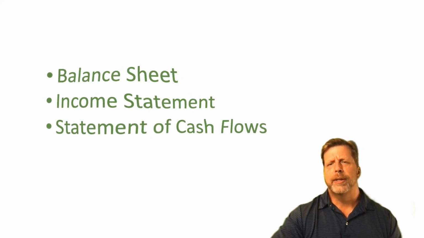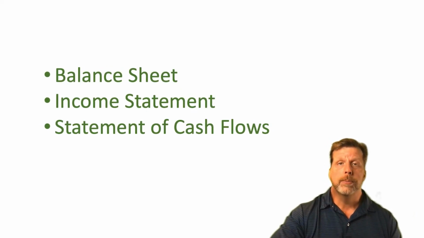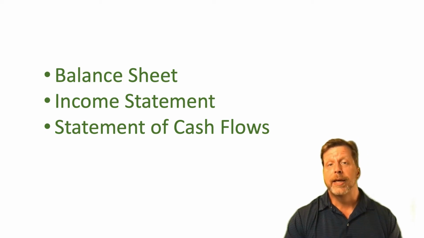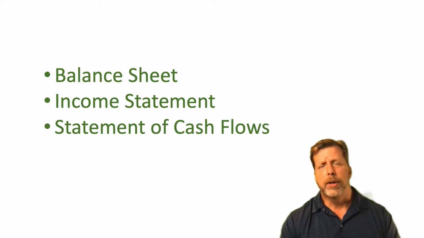There are several reports that come out of the accounting system, but the three we'll cover today are the main ones, the big three. They are the balance sheet, the income statement, and the statement of cash flows. As transactions are posted in the accounting software, they are posted to general ledger accounts, or GL accounts. Some GL accounts are considered balance sheet accounts, and some are income statement accounts. Let's look at the balance sheet.